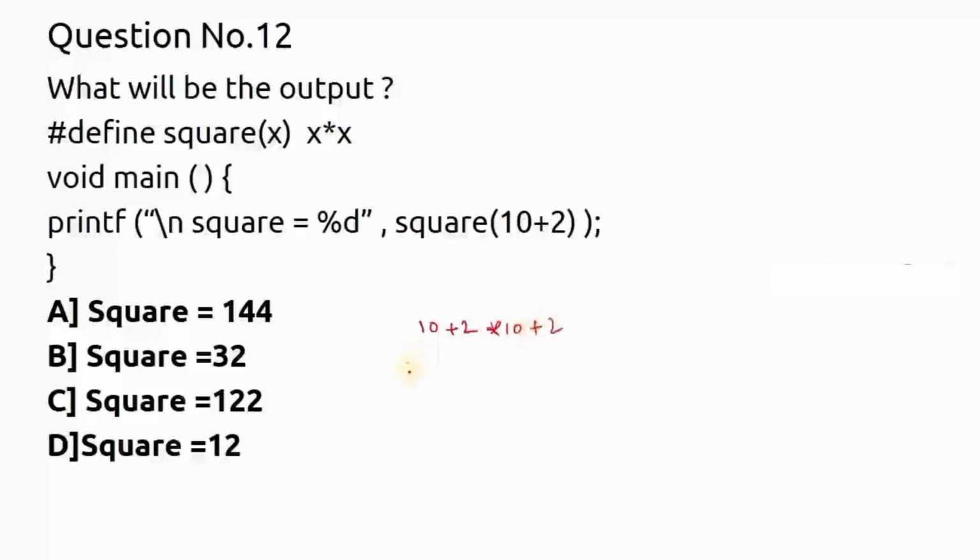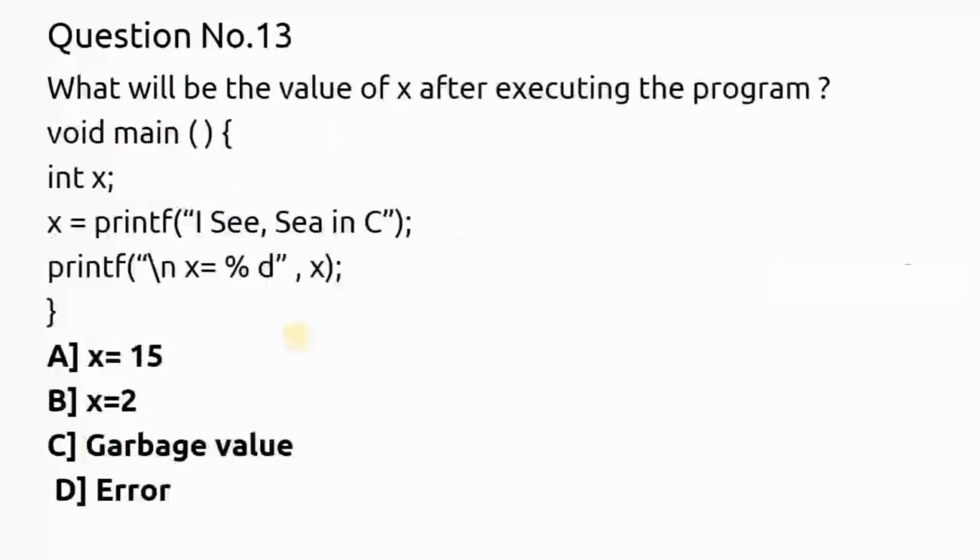So what is the value of this? If you observe here, this is a plus, and here is a multiplication, which has the highest operator precedence. So multiplication has to be done first. So 10 plus 2 into 10, that is 20, plus this 2. Totally it is 32. So square is equal to percent d, that is, the answer is 32. Answer is B.